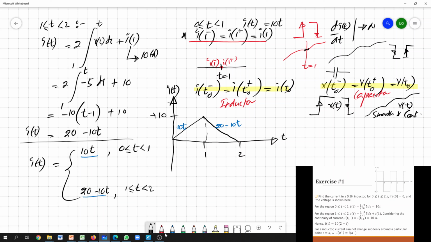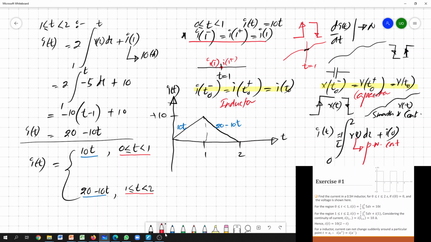So you cannot just write this equation, 1 over L integral from 0 to 2 of v(tau) d tau plus I0. This is not a logical statement, because this v is a piecewise continuous function, and definitely you need to partition the function into regions. So one region would be this, the other region would be this.